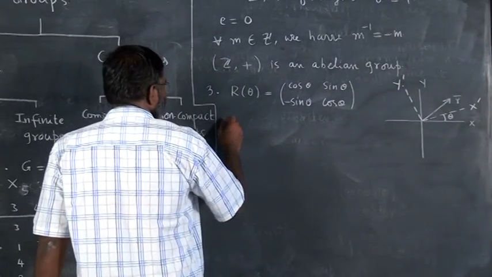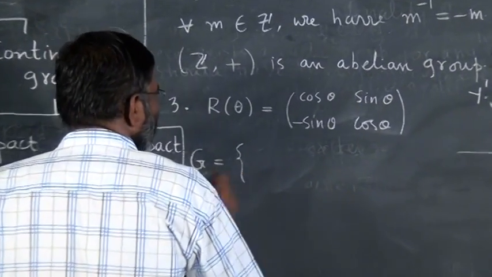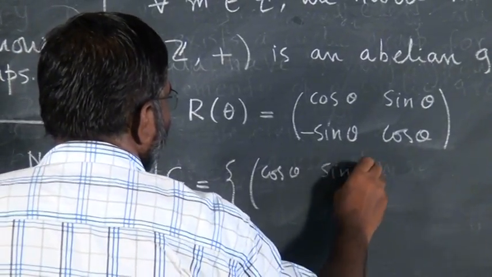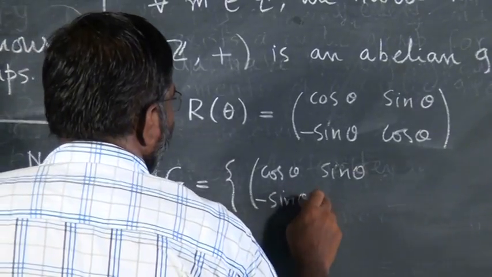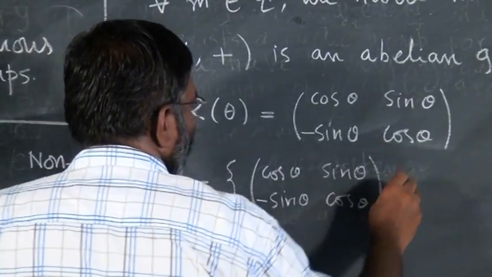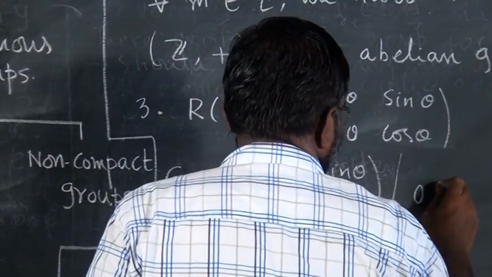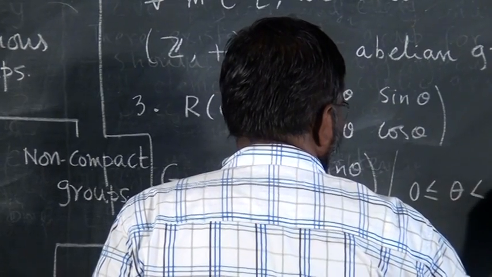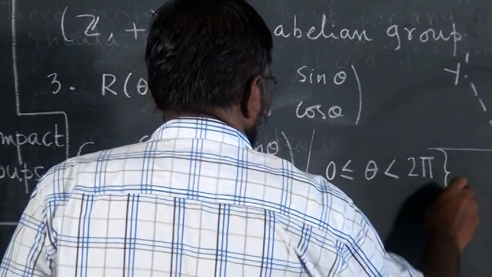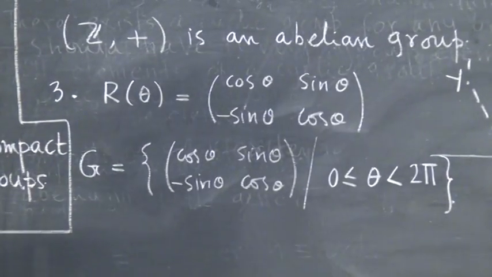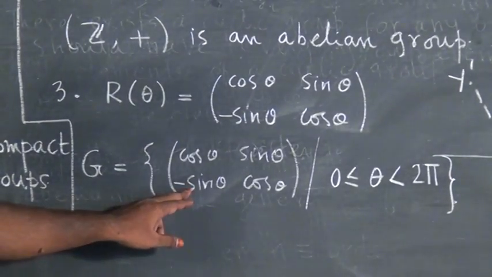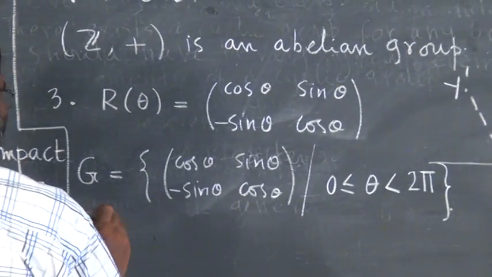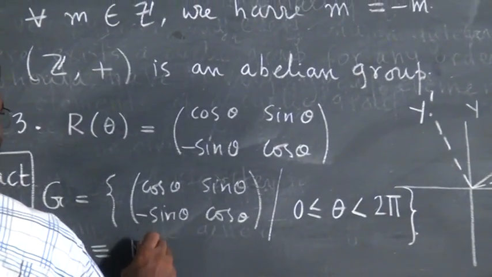Now if I consider G as the set of all such matrices, cos theta sin theta minus sin theta cos theta, such that 0 is less than or equal to theta less than 2 pi. How many such matrices are there? Infinitely many matrices are there. What is the composition here? Matrix multiplication.